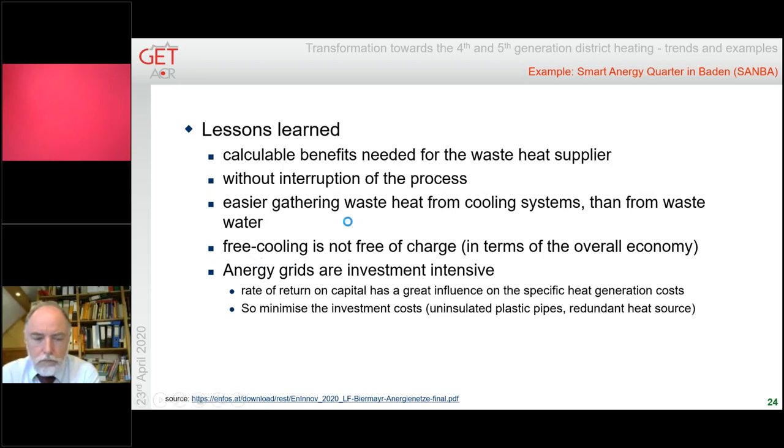And the last point is that the energy grids are quite investment intensive, so the rate of return on capital is quite important. This has a great influence on the heat generation costs, so they need to minimize the investment costs. So they are using uninsulated plastic pipes, and also saving on the redundant heat source and the backup system, so they're only making the connections and not installing all of that.